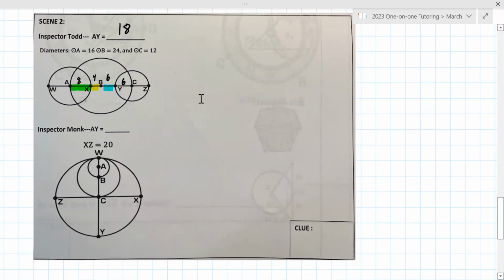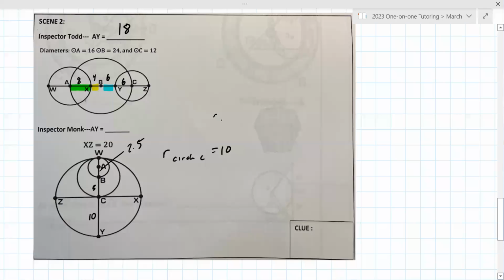So XZ, we know that. So that means that the radius of circle C is 10. And then the 10 is the diameter of this one, so that means the radius is 5 from B to C. So we might want to start labeling some of these. And then B to W is 5. And A to B is 2.5.